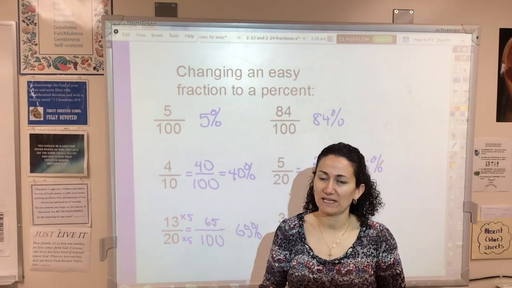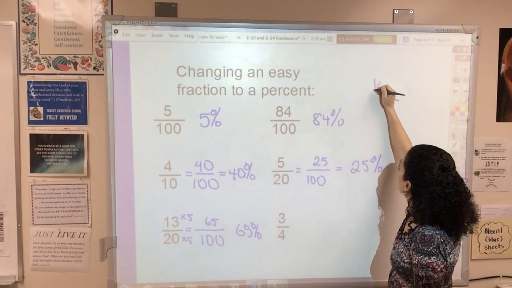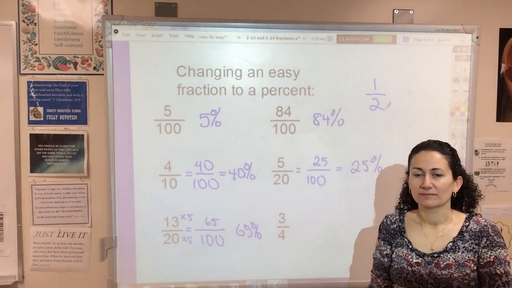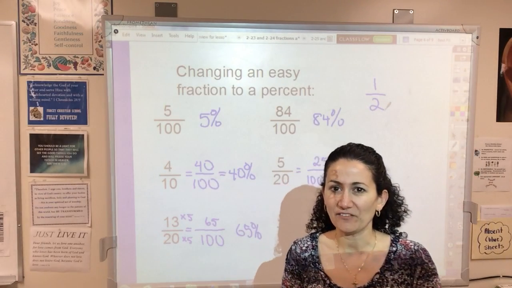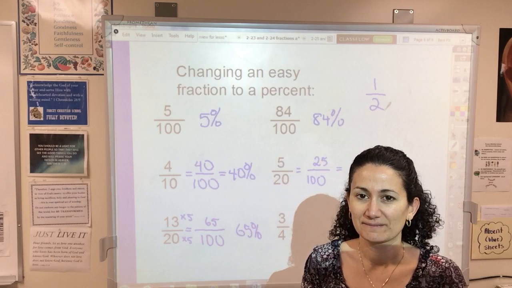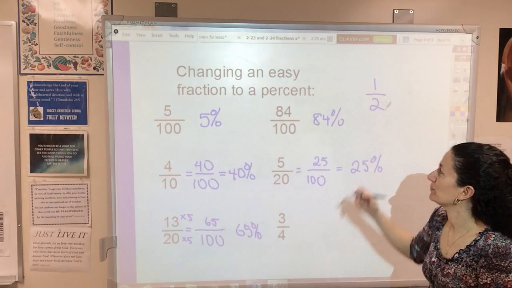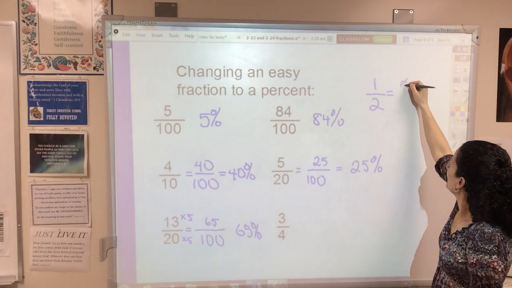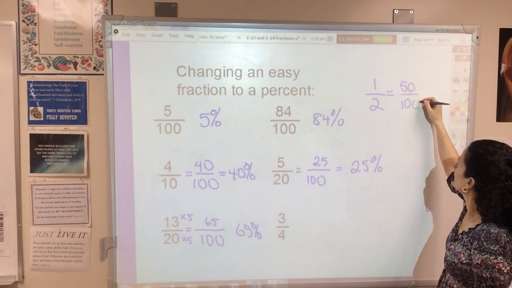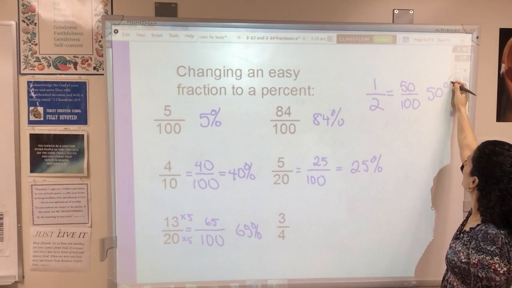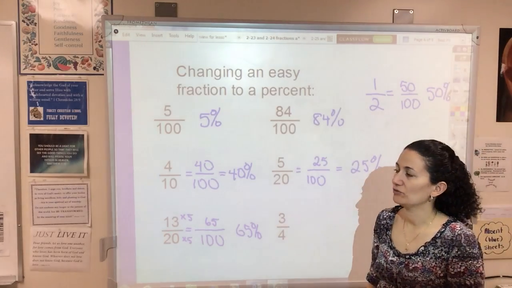Some fractions are so easy, we hopefully don't have to think too much about what they are as a percent. Take 1/2, for example. What do you think half is as a percent? I'm sure a lot of you know that 1/2 is 50%. Isn't it 50 out of 100? So that's 50%. Memorize that one if you haven't already.